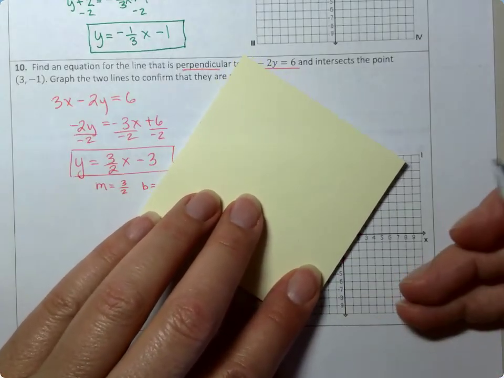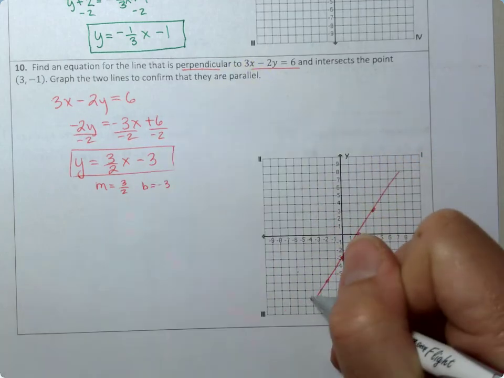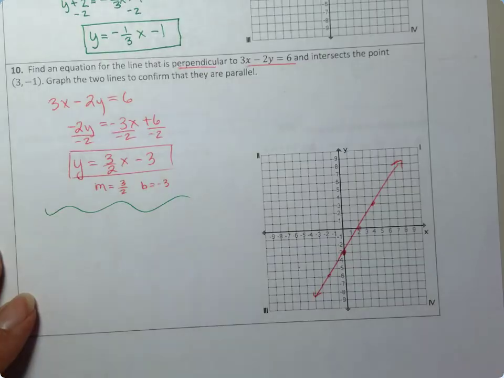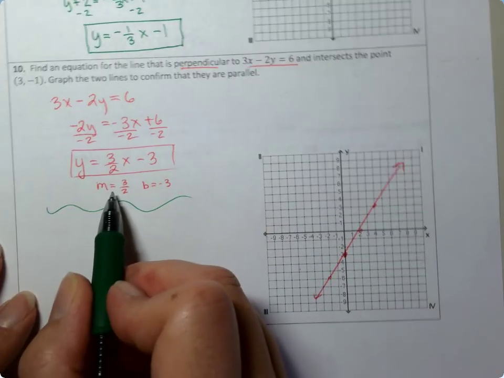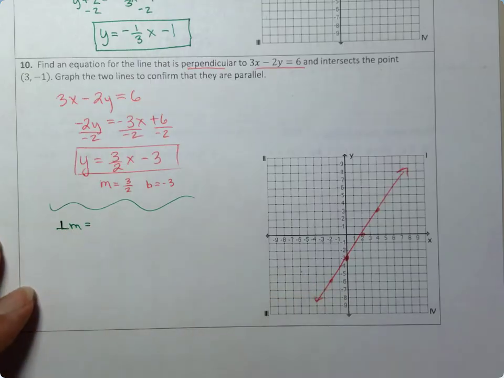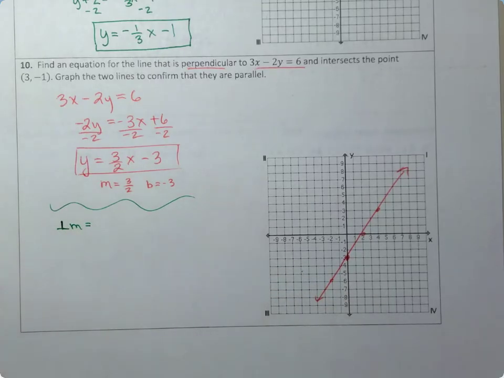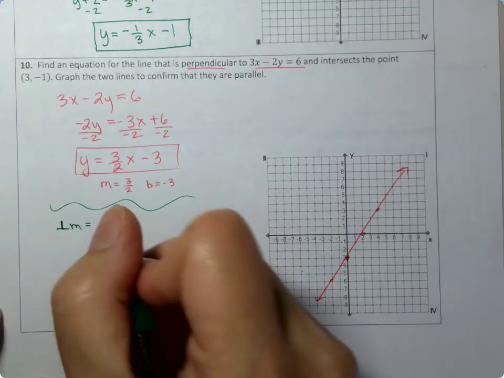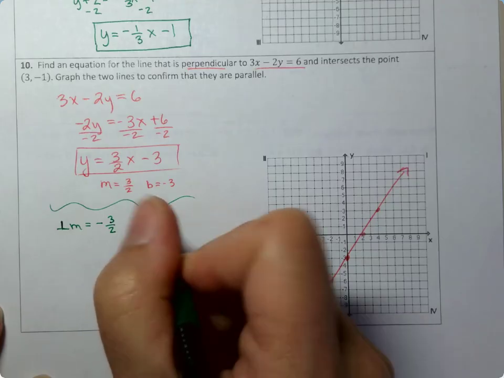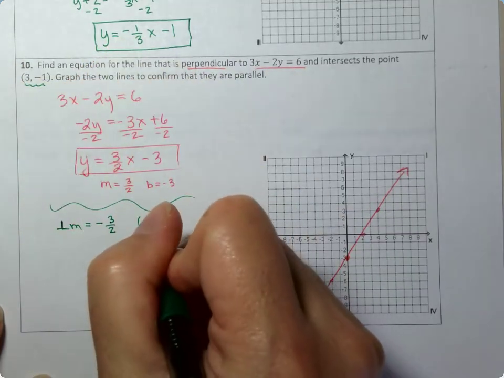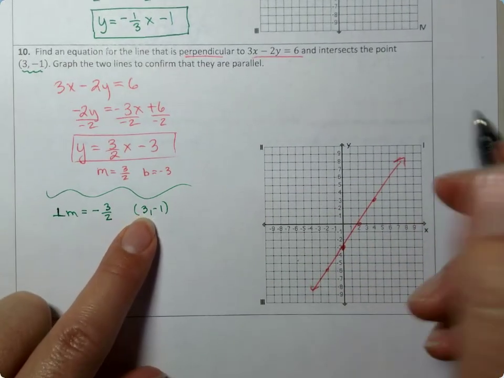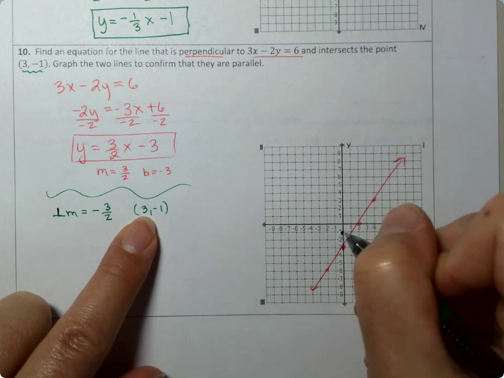Now, my new line is not supposed to be parallel. It's supposed to be perpendicular. So this is how I help myself. There's my original slope, and then I put my little symbol because I want the perpendicular slope. So what would be perpendicular to 3/2? The opposite reciprocal would be negative 3/2. And my anchor point they gave me was 3, negative 1. So if I just wanted to look at the graph, I would come over here and I'd start at negative 1. Oh, sorry, I just lied.